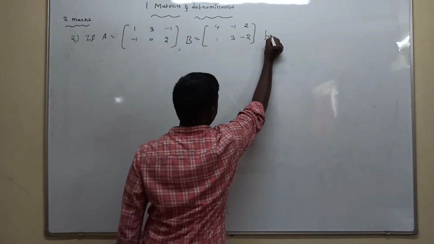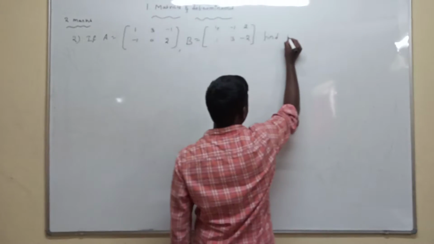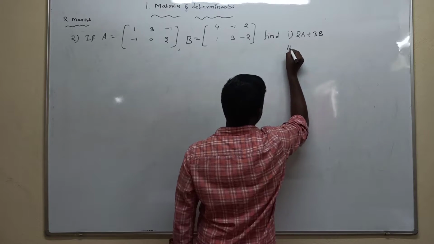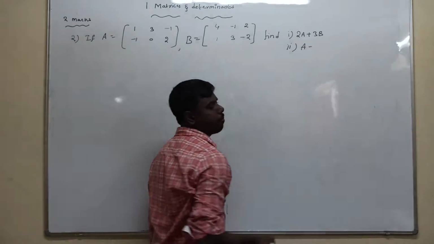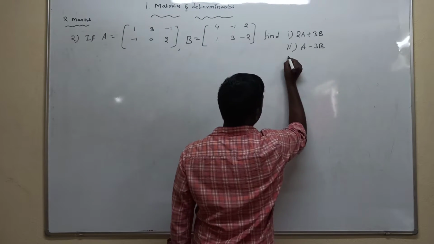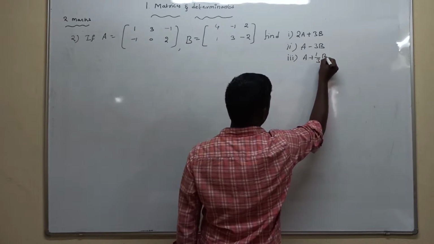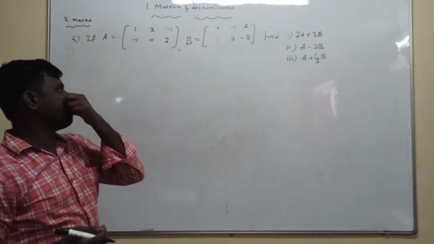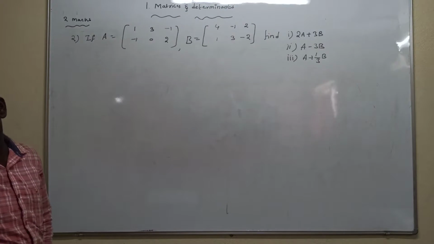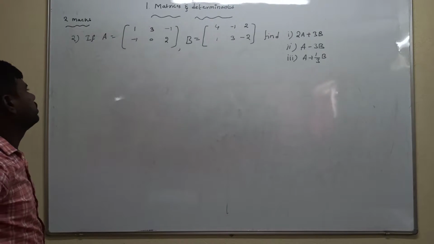They are asking to find: first one is 2A plus 3B. Second one is A minus 3B. Third one is A plus 1 by 3 into B. So in the given A matrix and B matrix we need to calculate. First one is 2A plus 3B, second one is A minus 3B, third one is A plus 1 by 3 into B. So see the solution.